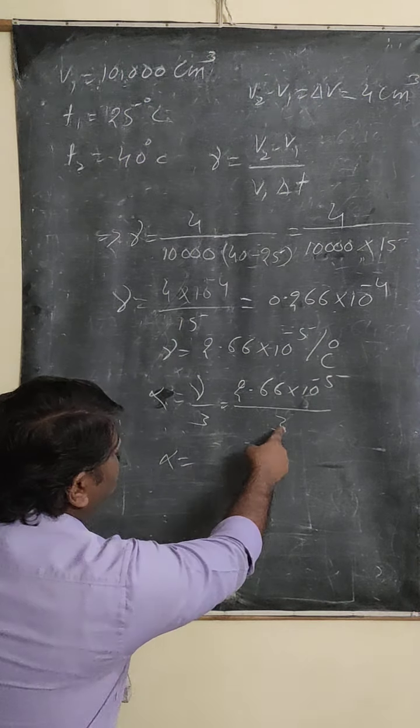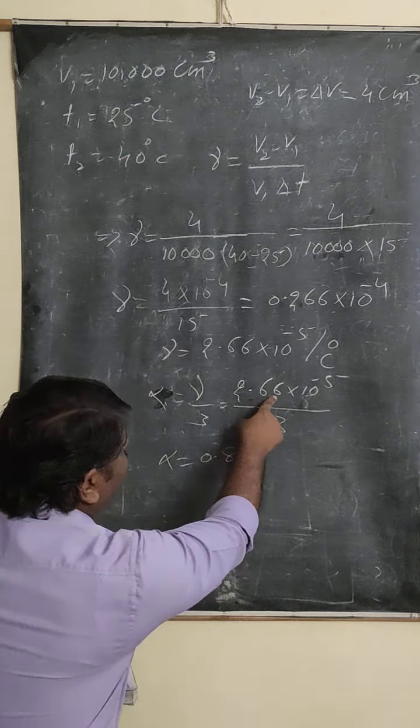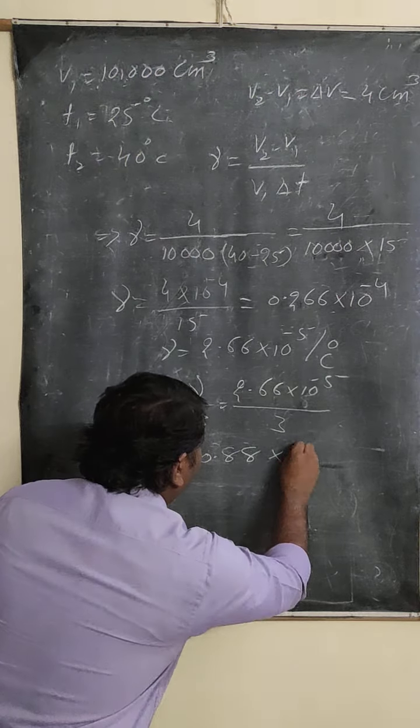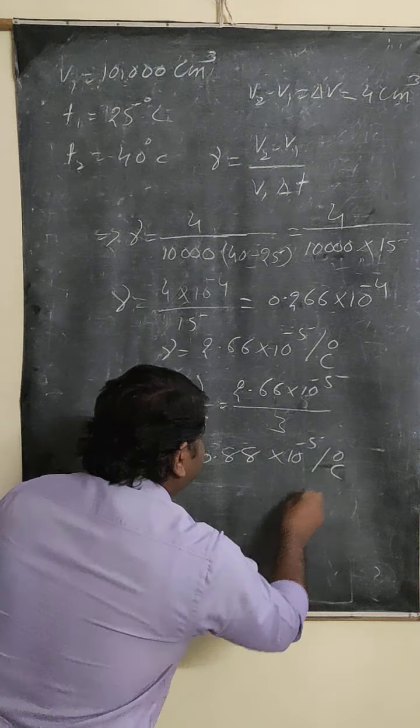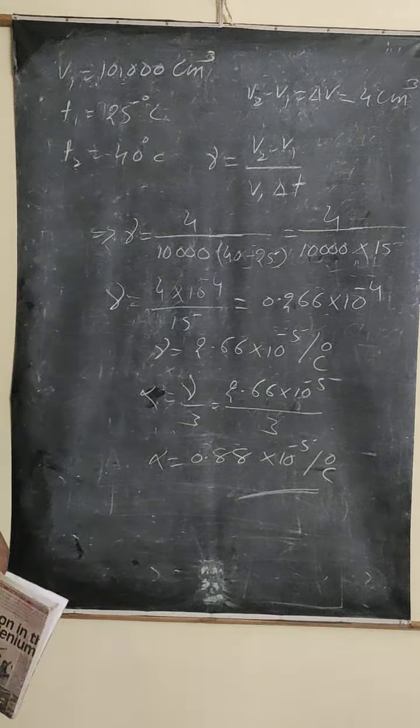3 eights are 24, so it becomes 0.8. Again 26 is there, again 8. So 0.88 into 10 to the power of minus 5 per degree Celsius. This is the alpha value. The coefficient of linear expansion of that glass is 0.88 into 10 to the power of minus 5 per degree Celsius. Like that we have to solve the problem.